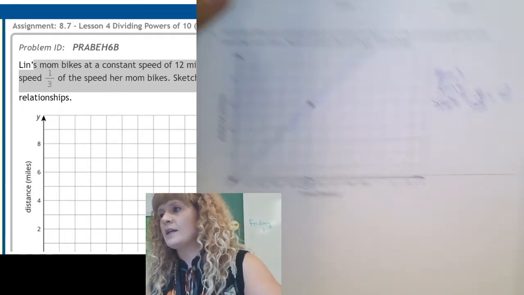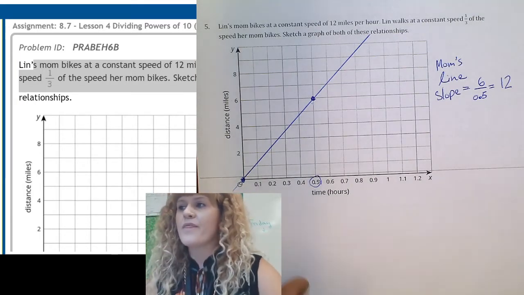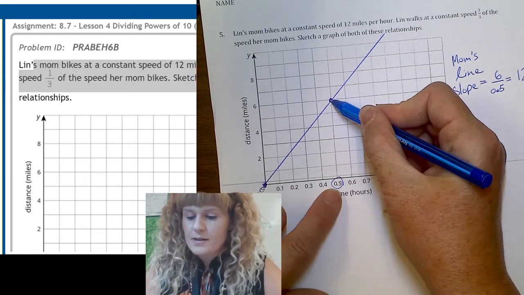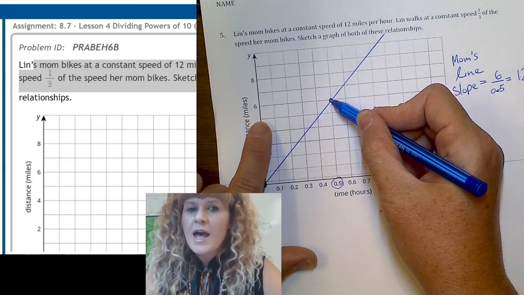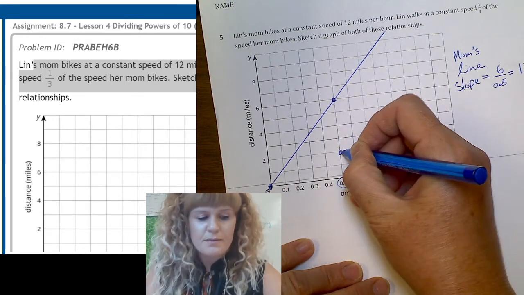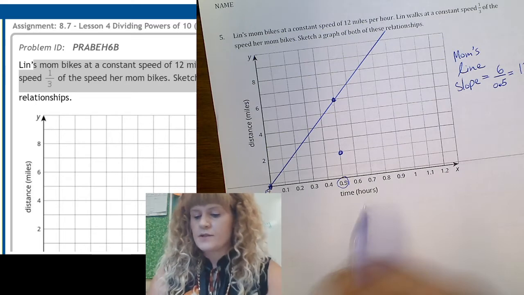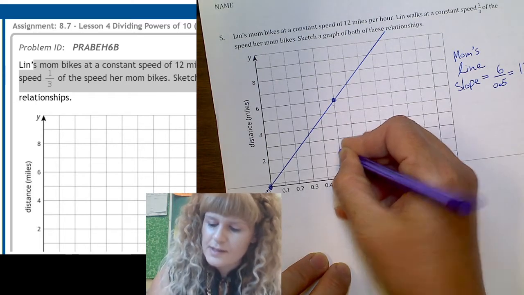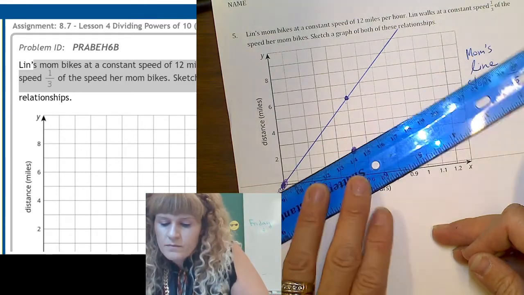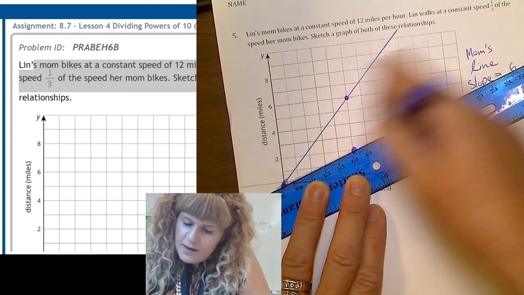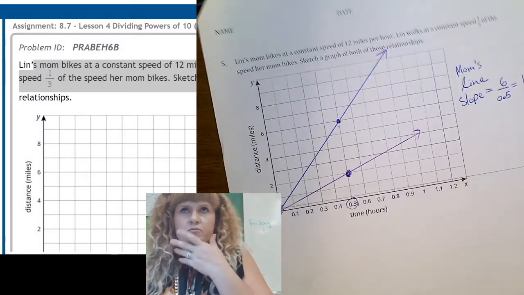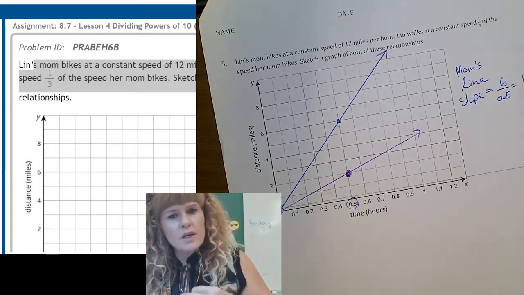Okay, now they say Lynn walks at a constant speed that is only 1/3 of that. So if she biked 6 miles and Lynn walked only 1/3 of that distance, that would be 2 miles. Change colors. So she's walking, she's only gone 2 miles in the same amount of time. She also started from 0, so I can graph that right away there. Here are the 2 relationships. This was in the beginning of Unit 3.